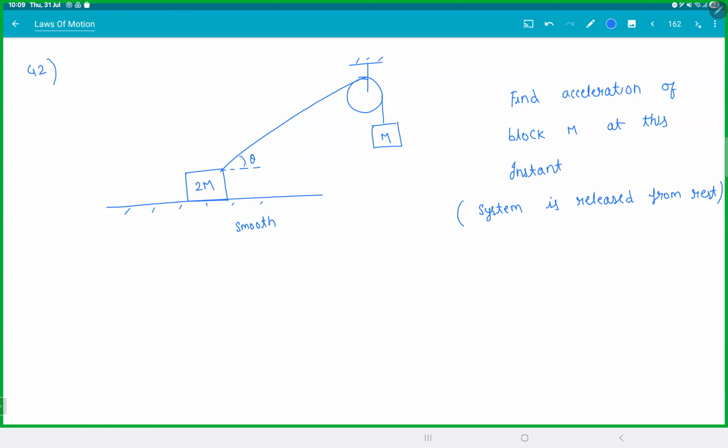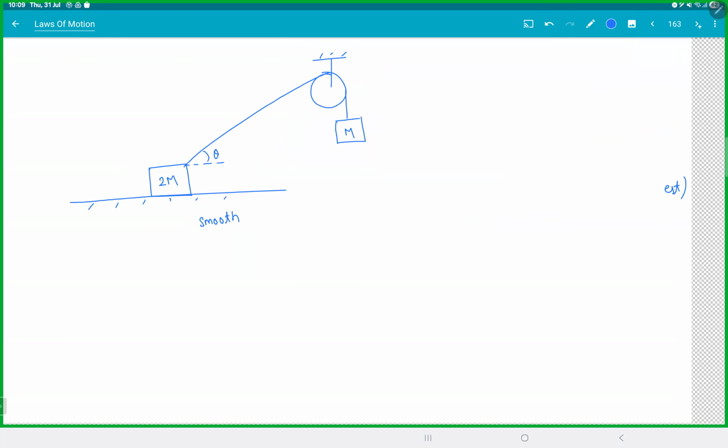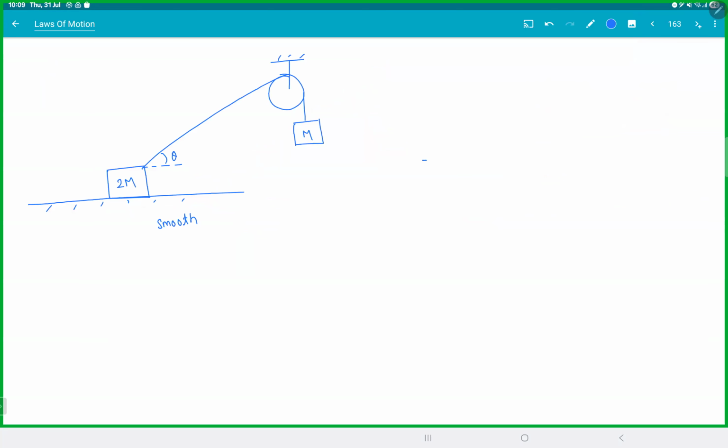Let's see. Step 1, free body diagram. Tension, your own weight mg, normal reaction. Tension, mg. Step 2, accelerations. Let this go with a1, let this go with a2. This angle is theta. Step 2, find the relation between the accelerations.